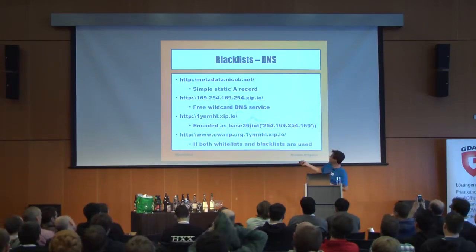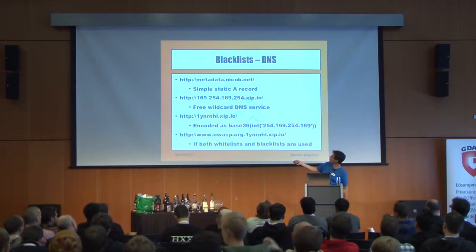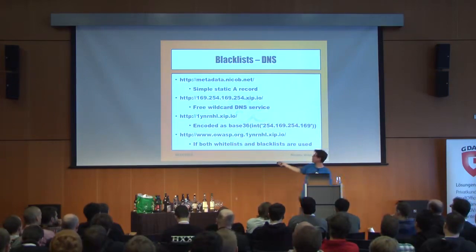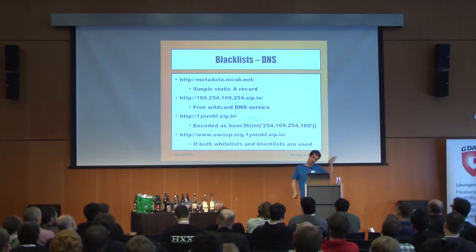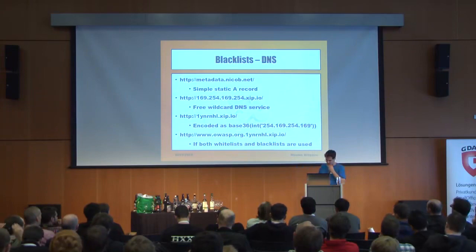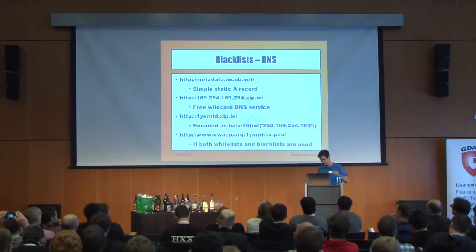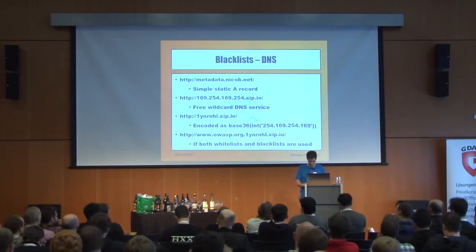Of course, you can prepend, so you can have www.owasp.org and so on. That's useful if you have a whitelist waiting for www.owasp.org on the left side of the URL. So DNS, it's ready for starting.